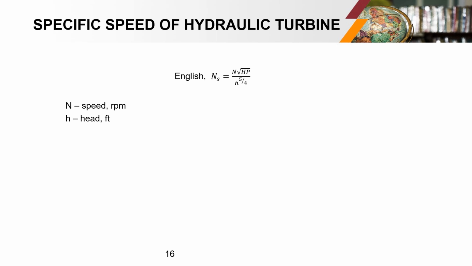So same formula for SI units, in which Ns is equal to 0.2623 times N times square root of HP over H raised to the 5 over 4. So kung mapapansin nyo, same lang si English and SI, meron lang tayong constant which is 0.2623. Okay, so that is just due to the conversion of different units from English to SI. So yung N natin is in RPM and head should be in meters when we are looking for the specific speed of the hydraulic turbine.